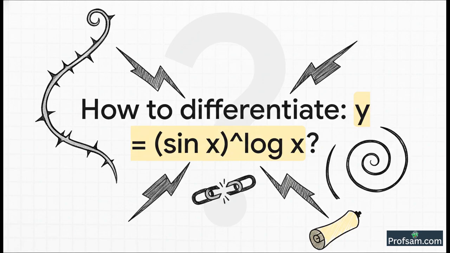Now just think about it for a second. You can't just use the standard power rule, because the exponent isn't a constant number. And you can't use the exponential rule either, because the base isn't a constant. So where do you even start?